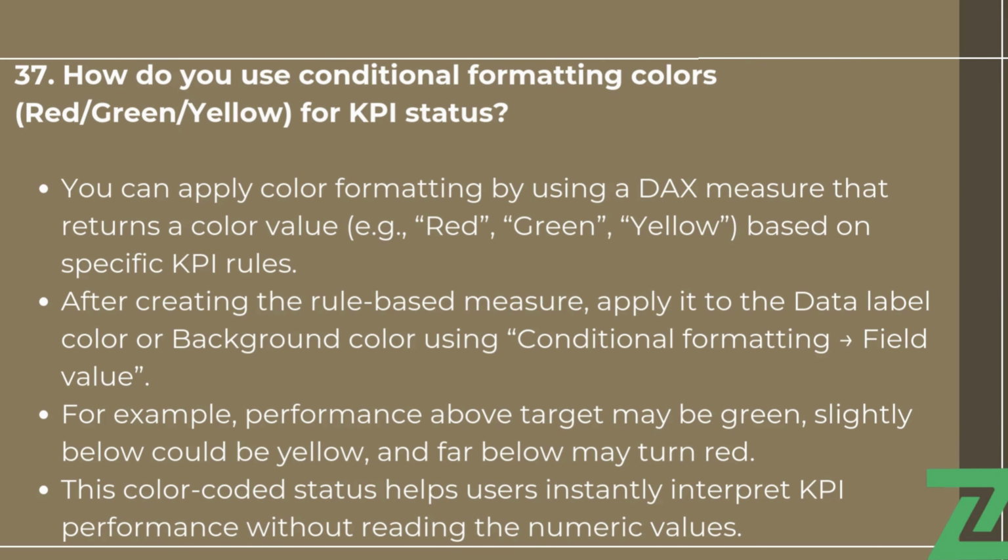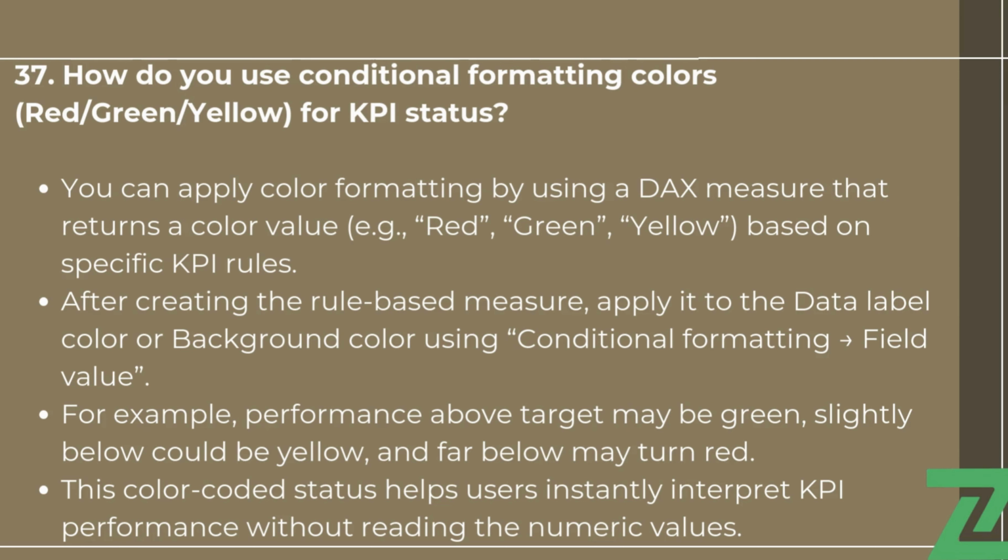37th question. How do you use conditional formatting colors, red, green, yellow, for KPI status? You can apply color formatting by using a DAX measure that returns a color value, for example red, green, yellow, based on specific KPI rules. After creating the rule-based measure, apply it to the data label color or background color using conditional formatting, field value.